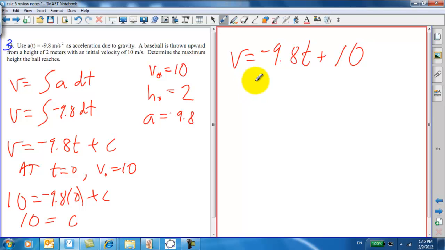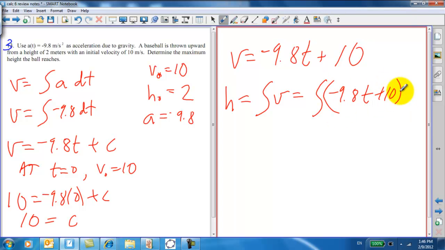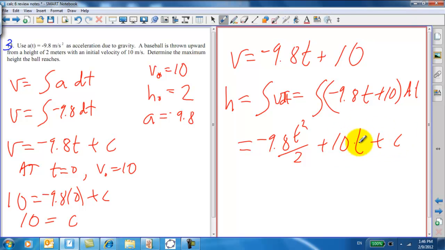Now, determine the maximum height of the ball. How are we going to get that? We're going to need a height formula, and we're also going to need to know when that height happens. So let's get our height formula. Height then will be the antiderivative of velocity, so the antiderivative of negative 9.8 t plus 10 dt with respect to time. So again, crank it up: negative 9.8 t squared over 2 plus 10t plus some constant.